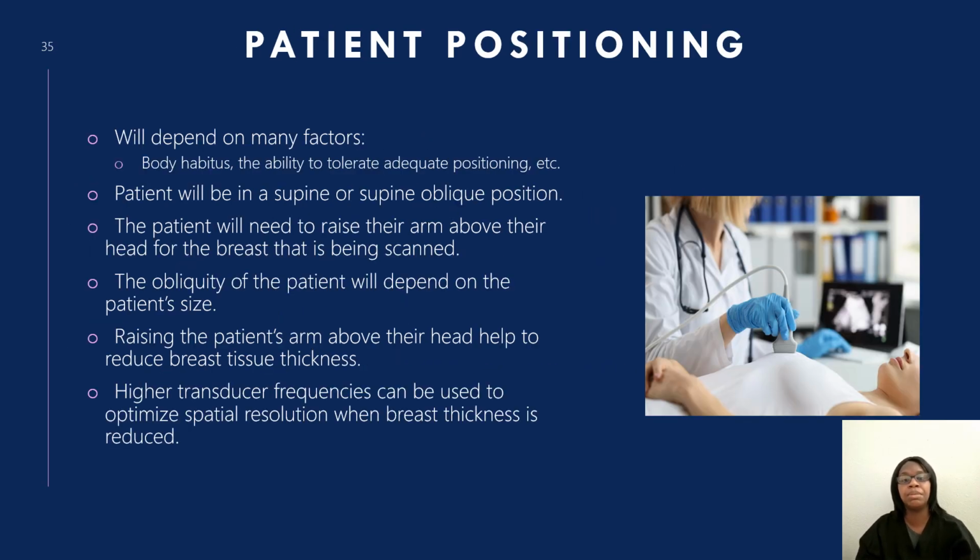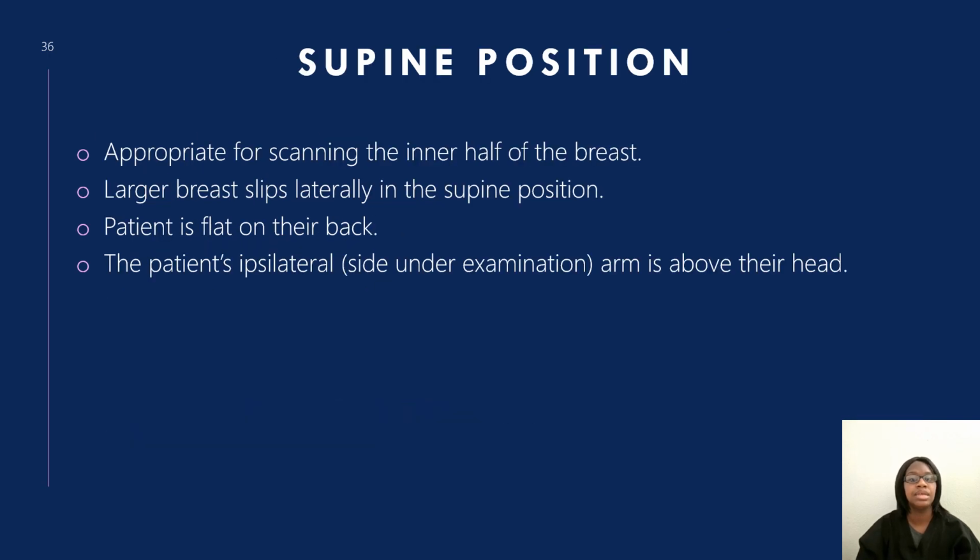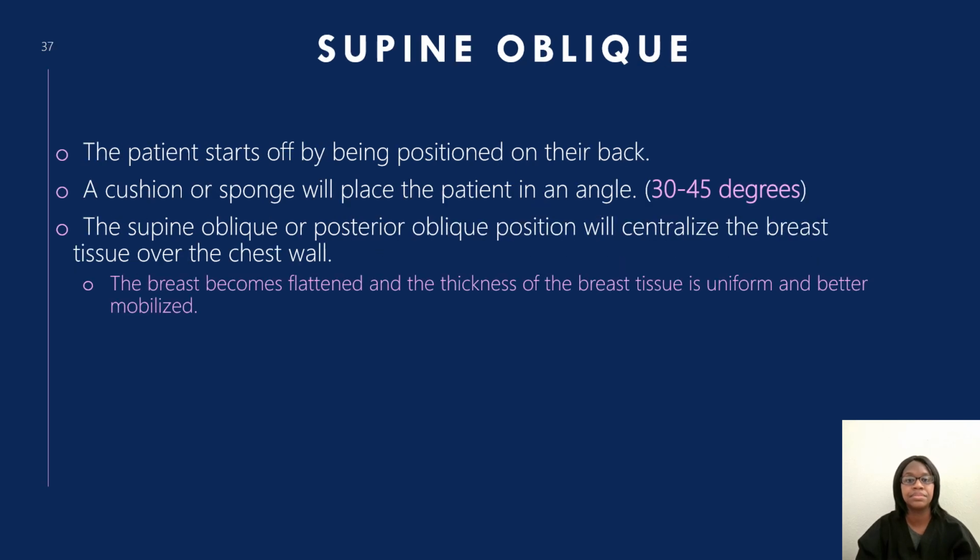And then a patient will be lying on their back. We do put a pillow or a wedge or some type of towel behind them to just kind of prop them up at an angle. We do get their arm above their head, depending on what breast we're scanning. And the patient's normally on their back or they're kind of tilted at an angle. And then we also have them in an oblique position, which is like a 30 to 45-degree angle.